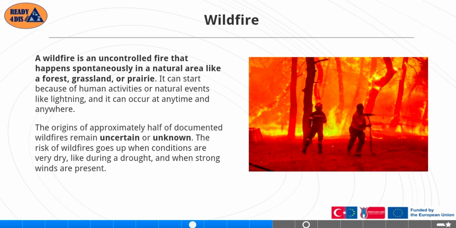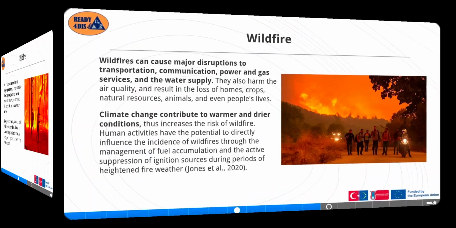Wildfire. A wildfire is an uncontrolled fire that starts spontaneously in natural areas such as forests, grasslands, or prairies. It may be triggered by human activity or natural causes like lightning, and it can occur anytime and anywhere. About half of documented wildfires have uncertain or unknown origins. The risk increases in very dry conditions, especially during droughts, and when strong winds help the fire spread rapidly.